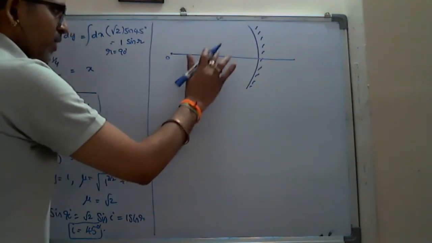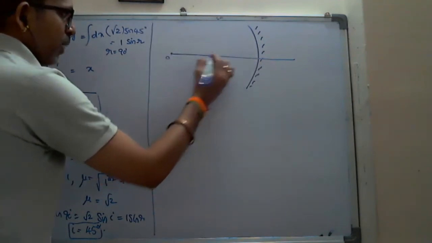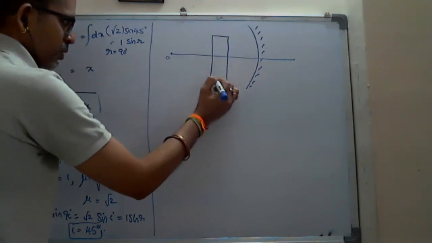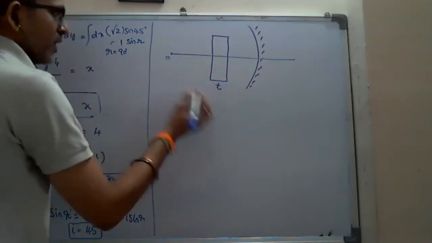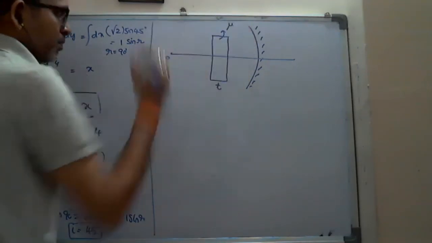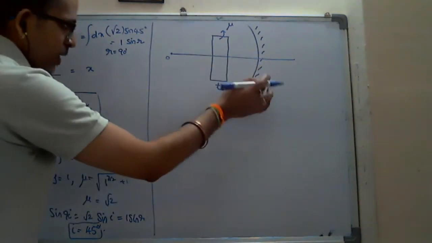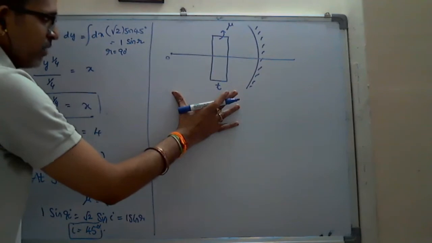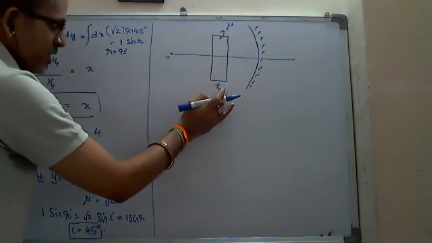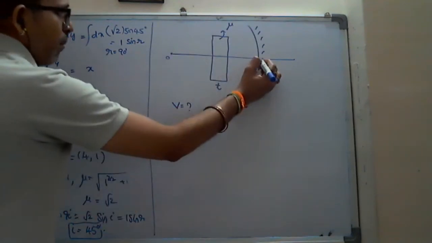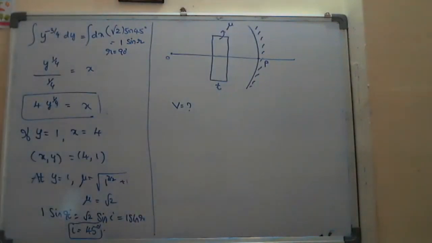Suppose in between the object and the mirror, I place one glass slab of certain thickness. This model is also important. The slab has a constant refractive index mu, not variable. The radius of curvature, meaning the focal length, the object distance, the refractive index and the thickness are given. Finally, after reflecting, they ask where the image is formed from the pole. Do you know this model?